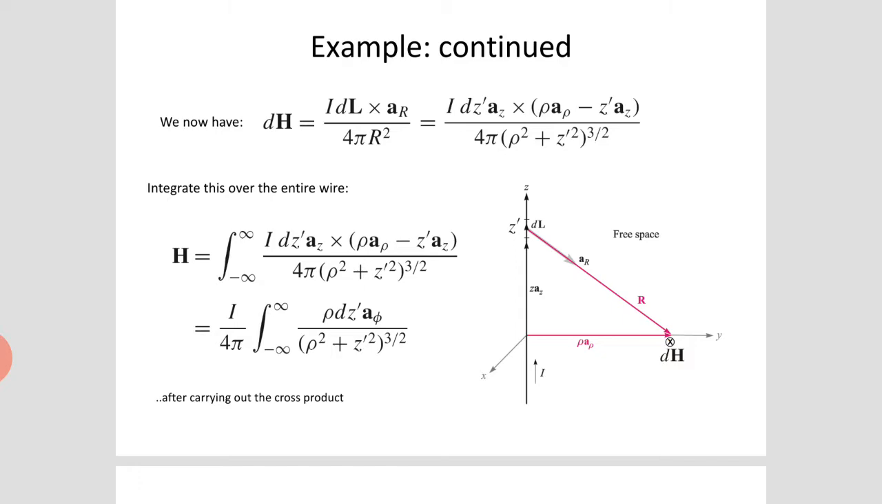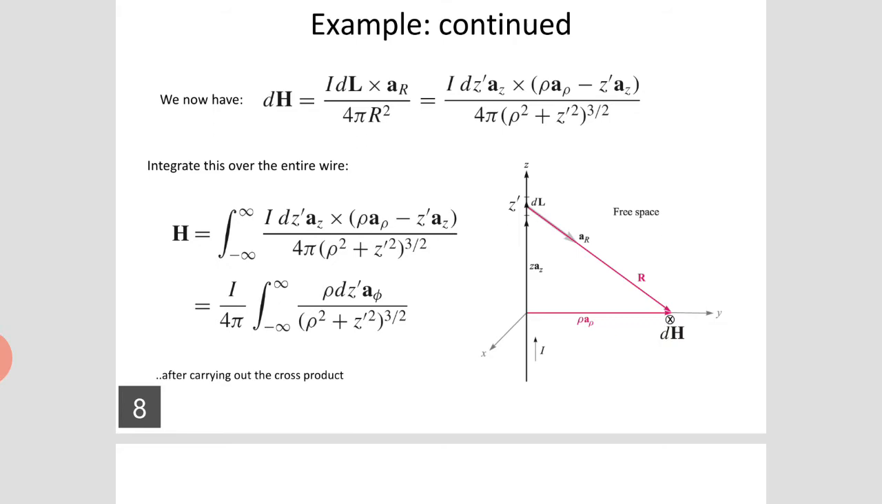Now after carrying out the cross product in the numerator, a z cross a rho will become a phi, and a z cross a z becomes 0. Therefore only the a phi factor will be considered. In the numerator we will just have rho dz dash a phi, with I by 4 pi taken common, divided by rho square plus z dash square raised to 3 by 2. So this is the value we get after doing the cross product, right?